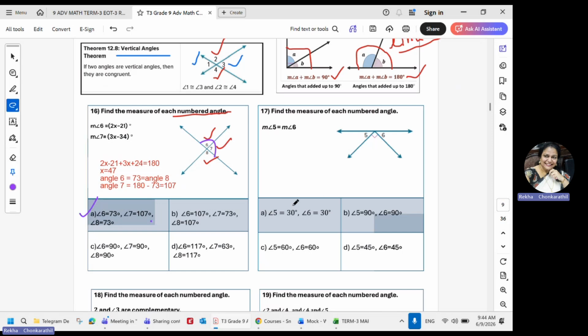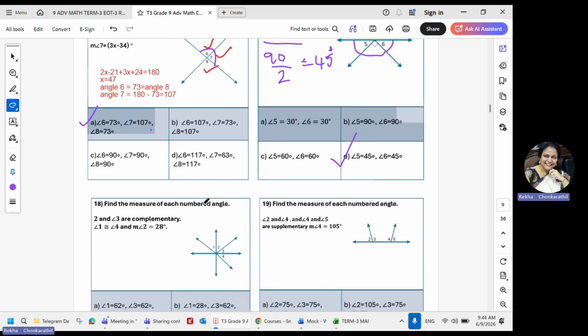Okay, next. Here, you know this angle is 90 and you know this total angle is 180. If this angle is 90, angle 5 plus angle 6 is also 90. But it is given that angle 5 and angle 6 are equal. So how can the 90 be divided into two equal parts? 90 divided by 2, which is 45 degrees each. So which option do you think is correct here? Option D.